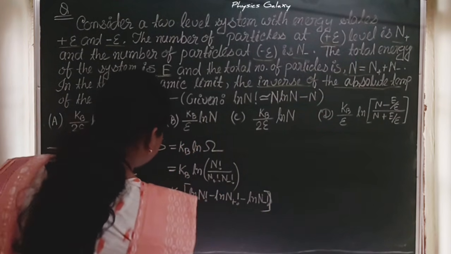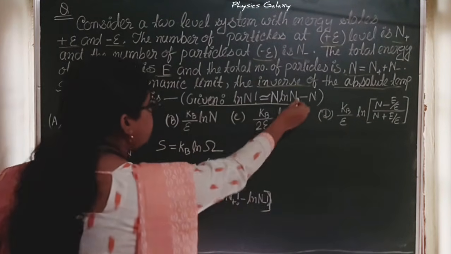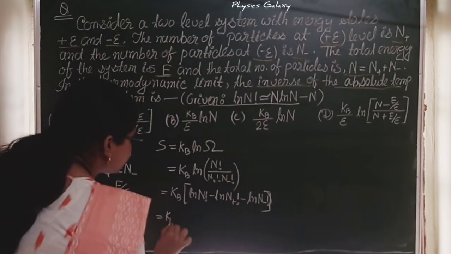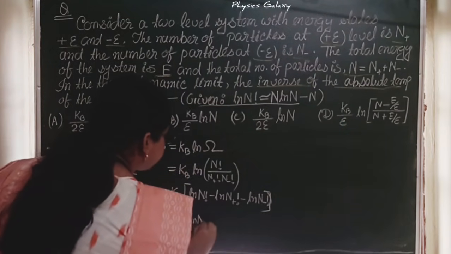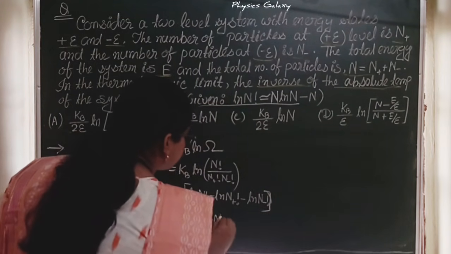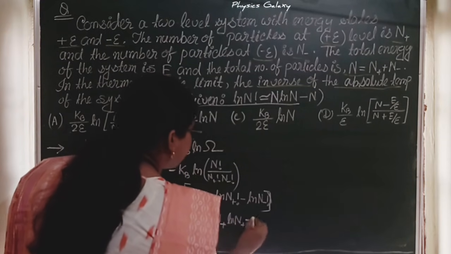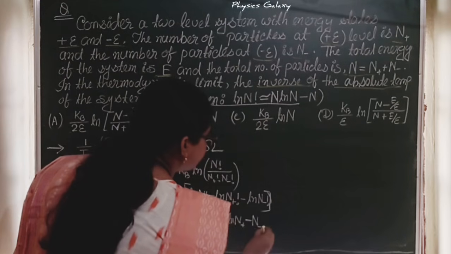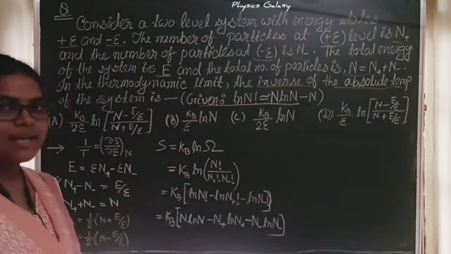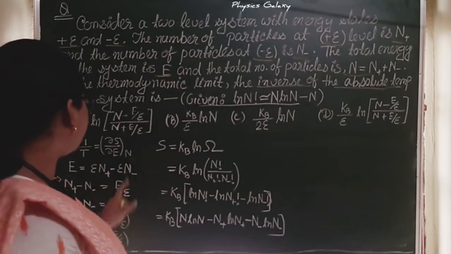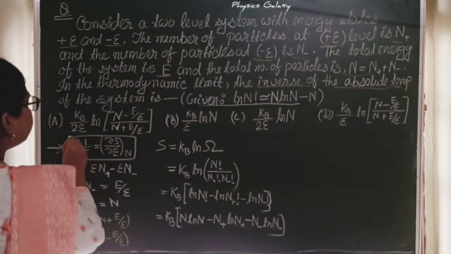Okay. Now using Stirling approximation to this, we will get S equals Kb n ln n minus n plus ln n plus minus n minus ln n minus. Okay. Now let's calculate the inverse of absolute temperature from this.